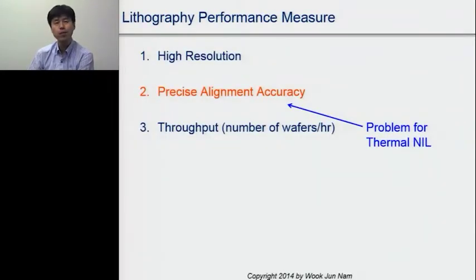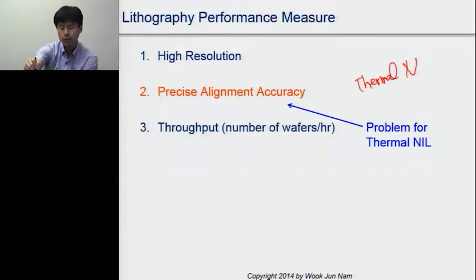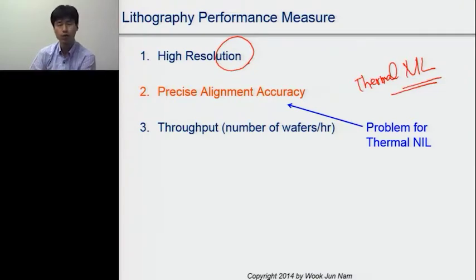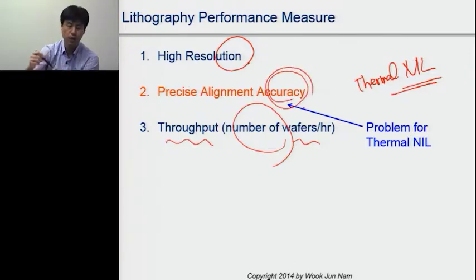So going back to the performance measures for evaluating lithography technology, thermal nano imprinting lithography provides very high resolution features, smaller than 5 nanometers, and it also provides throughput which electron beam lithography or ion beam lithography cannot offer. It is pretty good for high throughput production. But alignment accuracy is the problem for this technology.